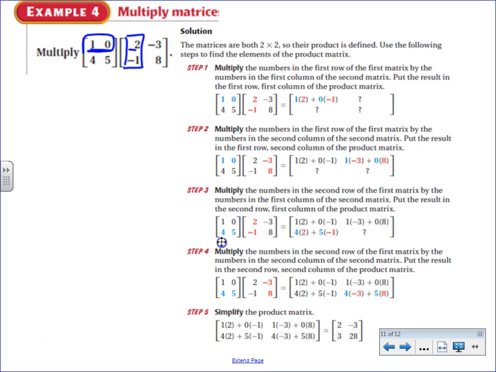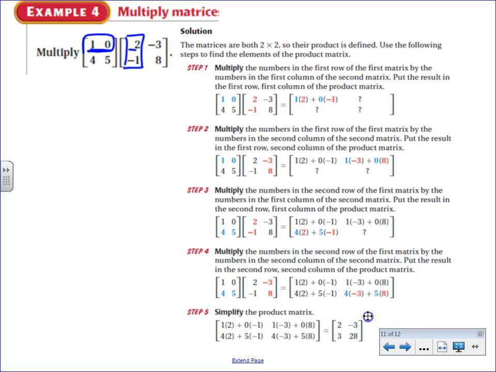And then we're going to go down to the bottom row. Multiply the bottom row, 4 times 2 and 5 times -1. So we just work our way through. We just multiply everything in the row times everything in the column. Once we've done that, we move over to the next column. Stay in the bottom row, 4 and 5 in the final column. So 4 times -3 and 5 times 8.